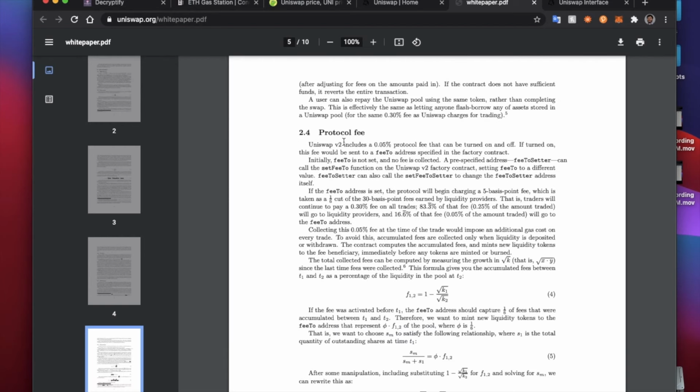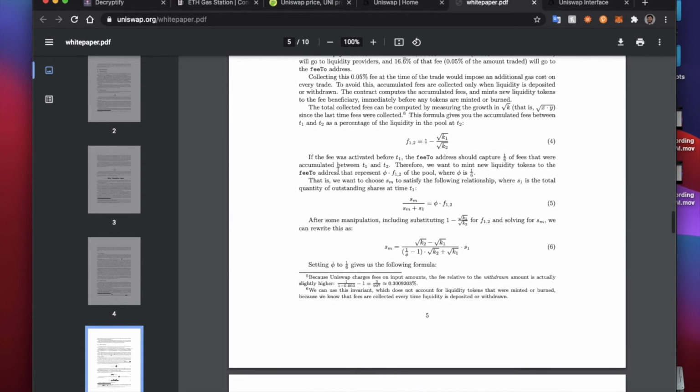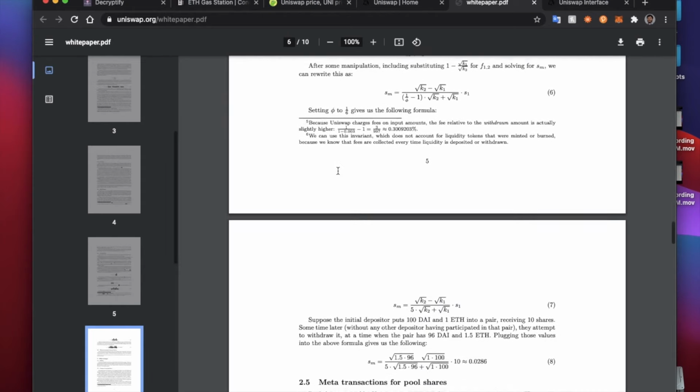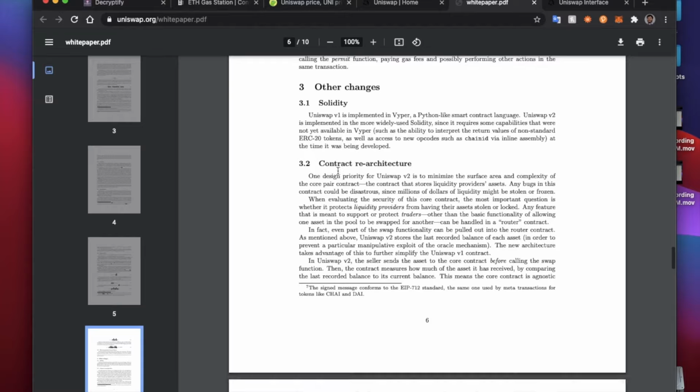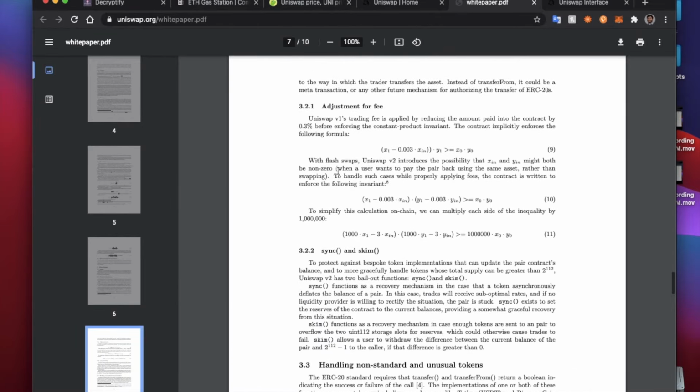The protocol fee. Beyond the fees that you pay whenever you're creating a transaction on the Ethereum network, if you're using the platform to swap tokens, there is a protocol fee. It's currently set to 0.03%, and that amount is distributed back to all liquidity providers. And this section of the white paper goes over how that works, how it keeps track of all the fees that you've accumulated.